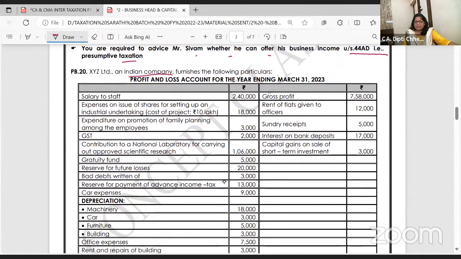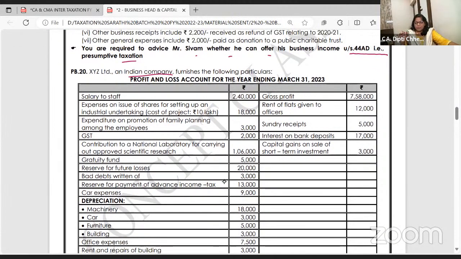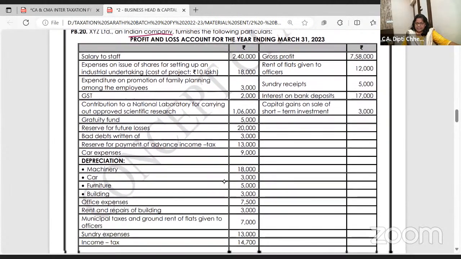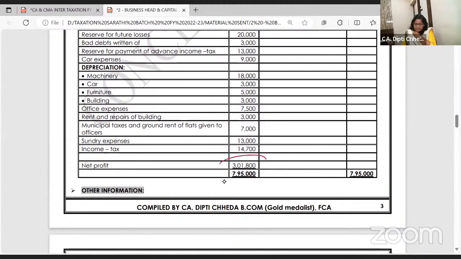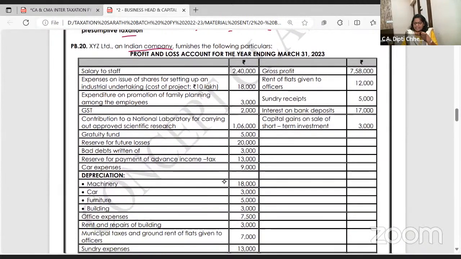XYZ is Indian company. Generally, you get add and less problem for individuals, proprietors and all. ठीक है? चलो. P&L account for the year ended is given. Let us read the problem. How did I ask you to read the problem? Start with net profit. लेकिन आप read कहाँ पे करोगे? Credit side से.